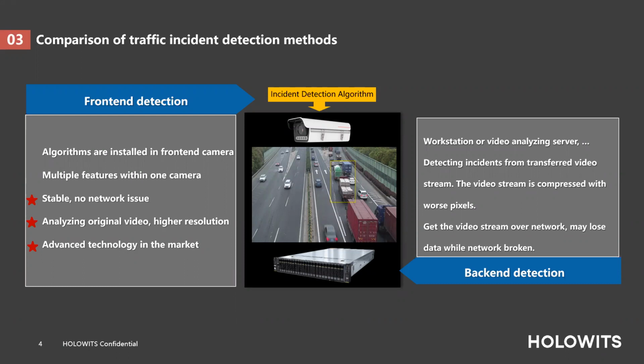For backend detection, we have a server or a box, like a workstation or video analysis server, detecting incidents from the transferred video stream. The video stream is compressed with fewer pixels compared to our front-end detectors.